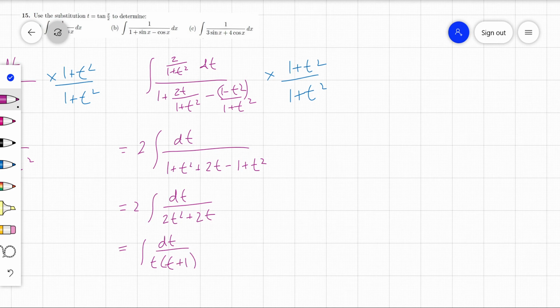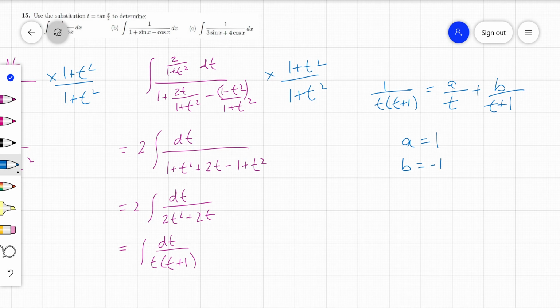So I can use partial fractions to do this. Now you know that, so I'll do it over here, 1 on t times t plus 1. If you want, you can put a on t and then b on t plus 1. So if you use the cover-up method and cover up t and sub 0 in, you will find that a equals 1. If you use the cover-up method and cover up t plus 1, so you're subbing in negative 1, you can see you'll get b equals negative 1.